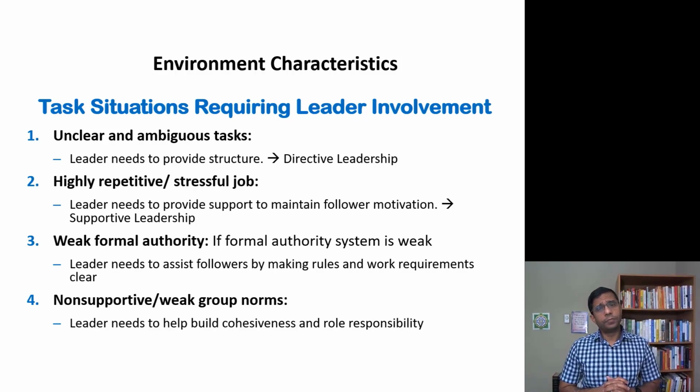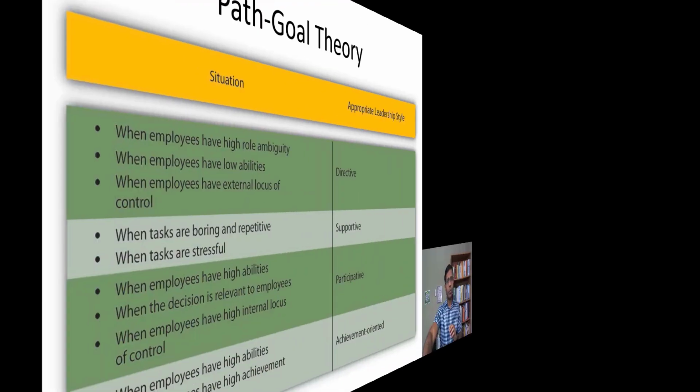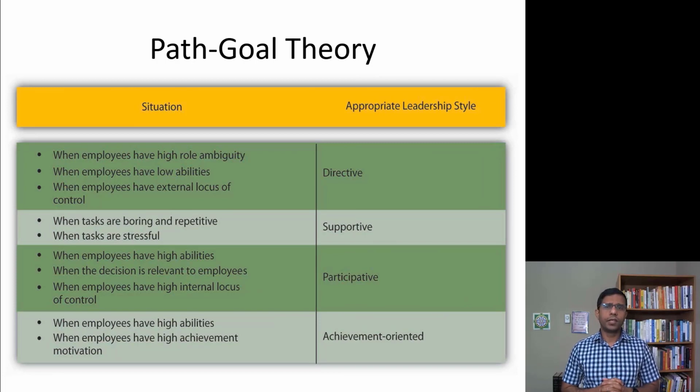And finally, the teams that your followers are part of may have high cohesiveness or may have low cohesiveness. In other words, there may be a strong bond between them or they may have a weak bond. When they do not have that strong bond, your job becomes to provide those emotional needs that get fulfilled through the strong bond. In other words, you engage in more supportive kinds of leadership behaviors. So here's a summary of the different leadership styles recommended in different situations.